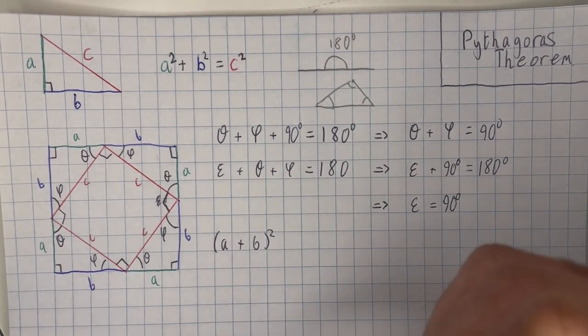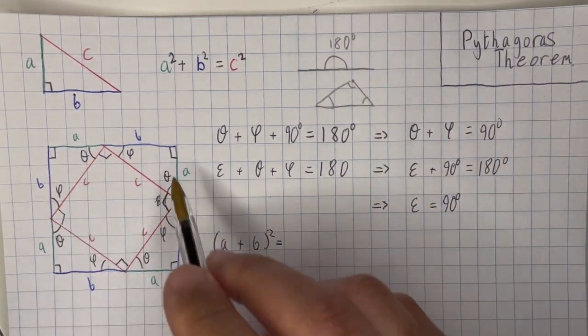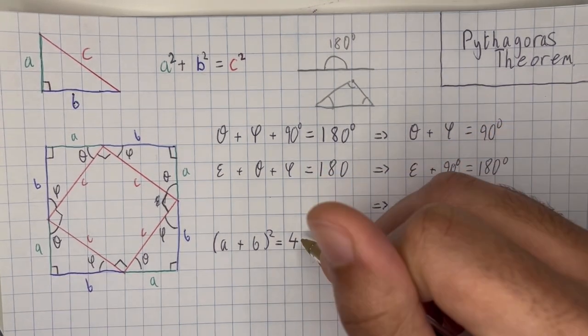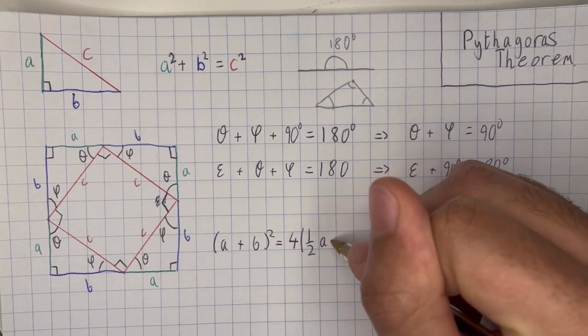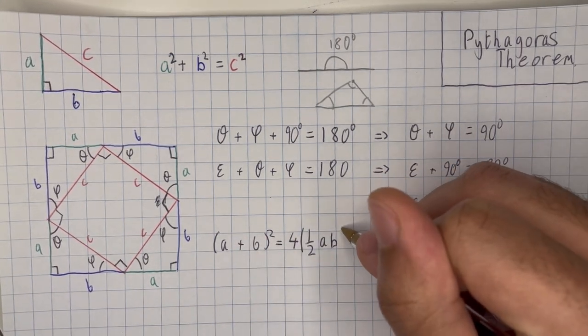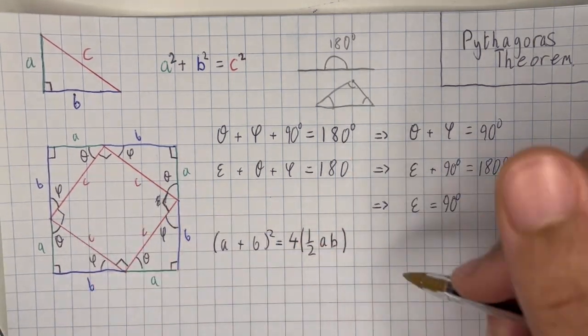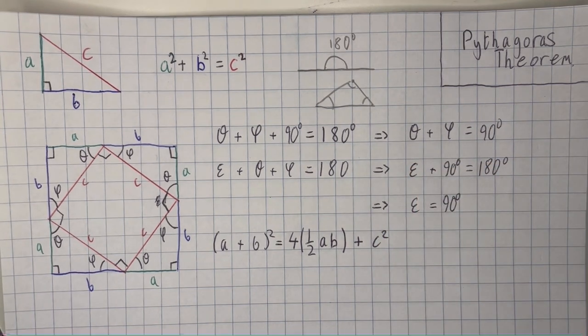How else? We have 4 of these triangles here. And what's the area for a triangle? Half base times height, or half AB in our case. And now we've got these 4 triangles, what's in the middle? Well, it's just a square with side length C. So we can have this as C squared.